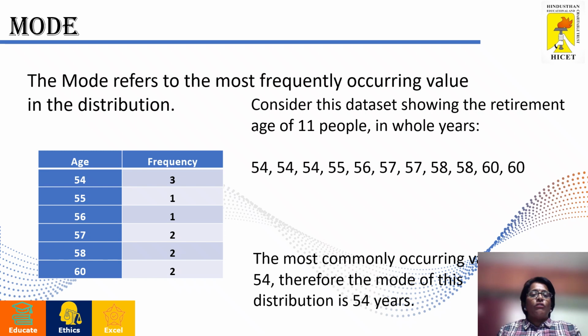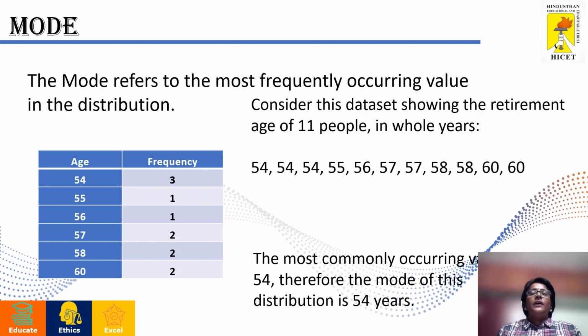Next, going with mode. The mode refers to the most frequently occurring value in the distribution. Let us take an example of age and frequency. We have been given a data set which shows the retirement age of 11 people in whole years. The given values are 54, 54, 54, 55, 56, 57, 57, 58, 58, 60, 60.